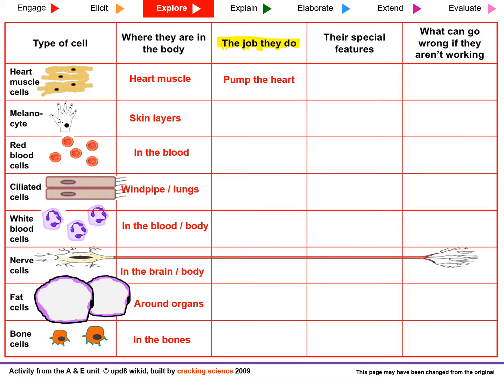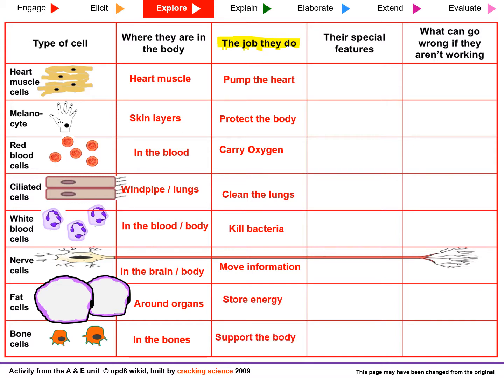So our heart muscle cells obviously are there to keep the heart pumping. The melanocyte cells are there to help form the skin layer that protects the body. Red blood cells, as you know, are there to carry oxygen around the body. And the ciliated cells are there to clean the lungs. White blood cells are there to help kill bacteria, whether in the blood or other parts of the body. And the nerve cells are there to move information and help control the body. Fat cells are just there to store energy, and your bone cells are there basically to support the body by forming bones. So that is how all the specific jobs these types of cells are going to do.